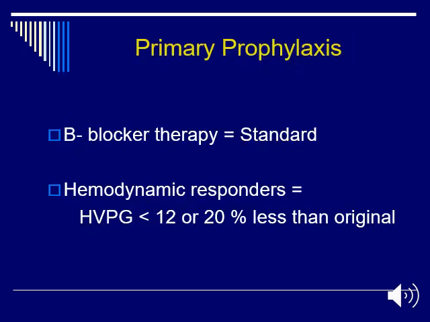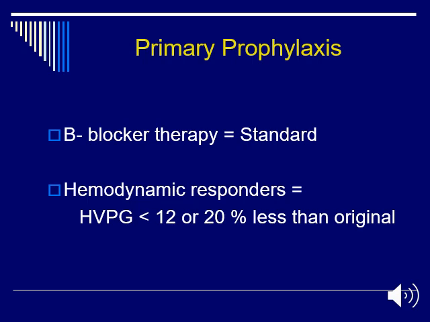The primary prophylaxis, which is the standard treatment to prevent the patient from the first bleed, is the use of non-selective beta blockers. If the patient responded, the patient is called a hemodynamic responder. You can measure the HVPG, hepatic venous pressure gradient: less than 5, no portal hypertension. Above 5, it will be portal hypertension. Above 10, it will be the presence of varices. Above 12, the varices will bleed. So we try to make it less than 12 to prevent the patient from bleeding.